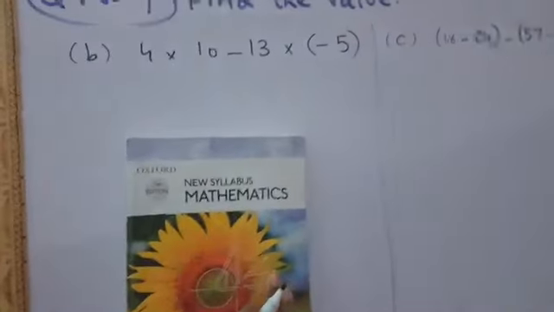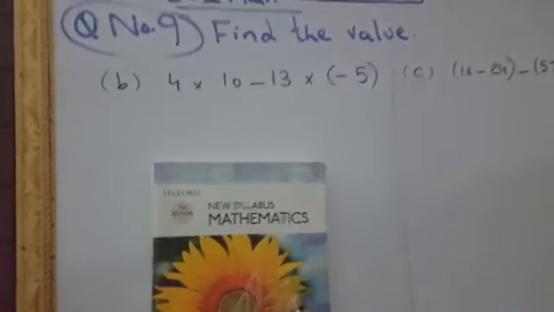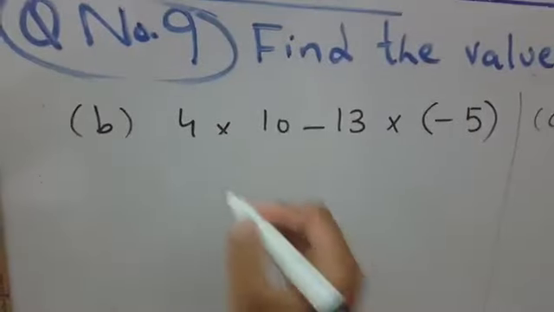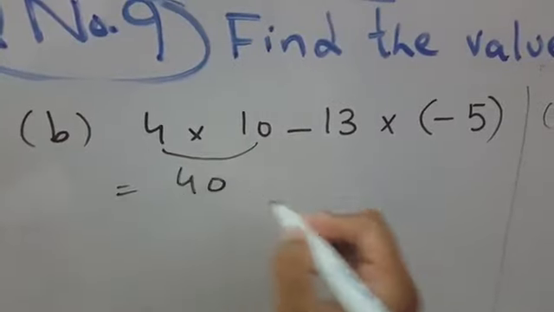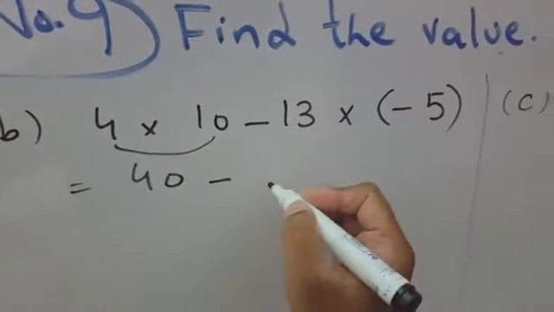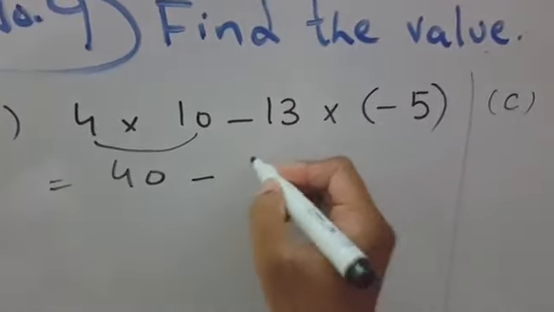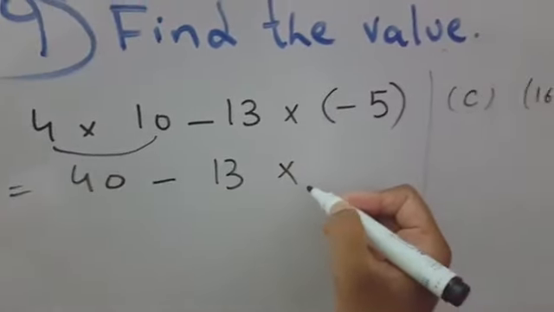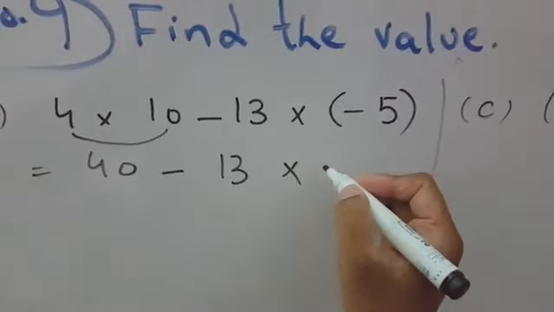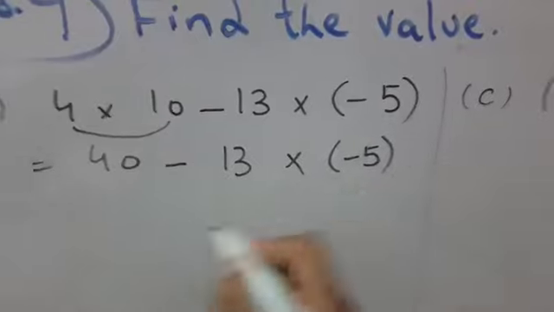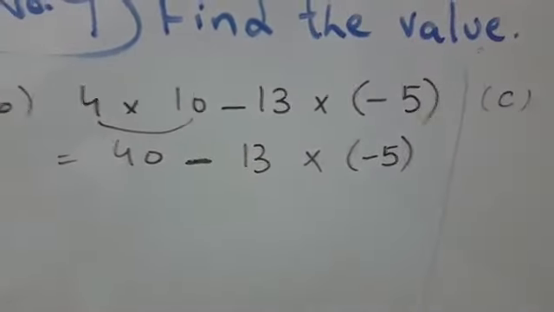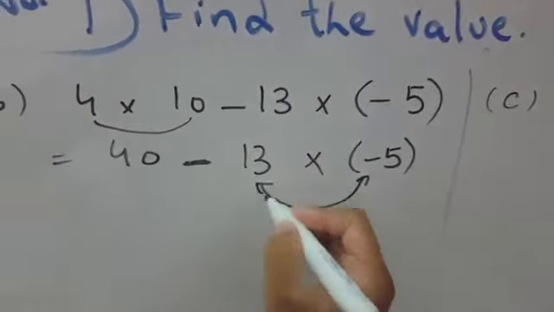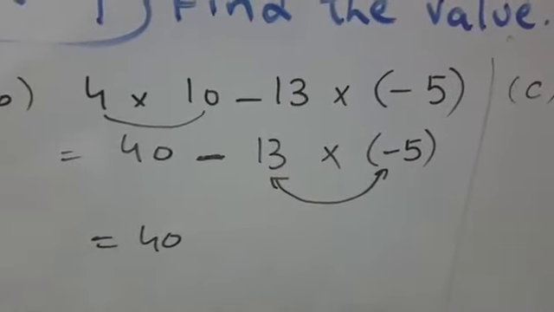Now I shall do the B part of the same question. Four multiplied by 10 is equal to 40, and the minus procedure will be done later on. First of all, we shall give preference to the multiplication or division sign. So the minus sign will be done later on. First of all, do the process on the multiplication sign. 40 will remain as it is.